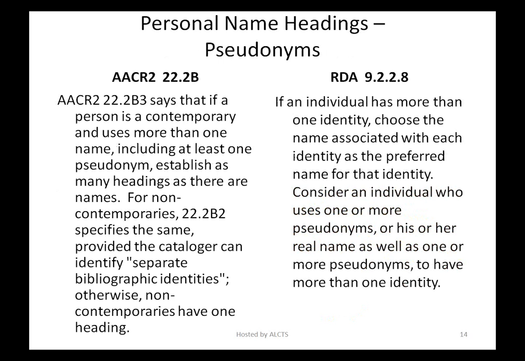A little bit about pseudonyms. RDA doesn't have the restriction that AACR2 has on non-contemporaries. Non-contemporaries are anybody who has died before January 1st, 1901. So if an individual is a non-contemporary, AACR2 requires them to have separate bibliographic identities in order for there to be authorized access points for each identity. That restriction goes away in RDA.